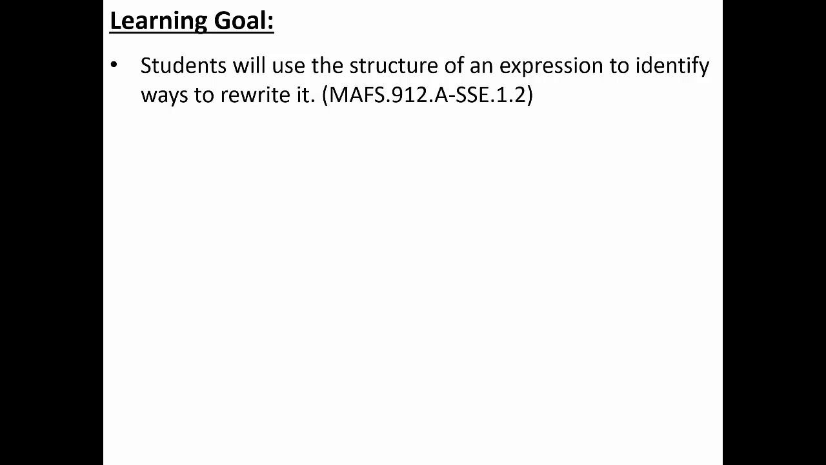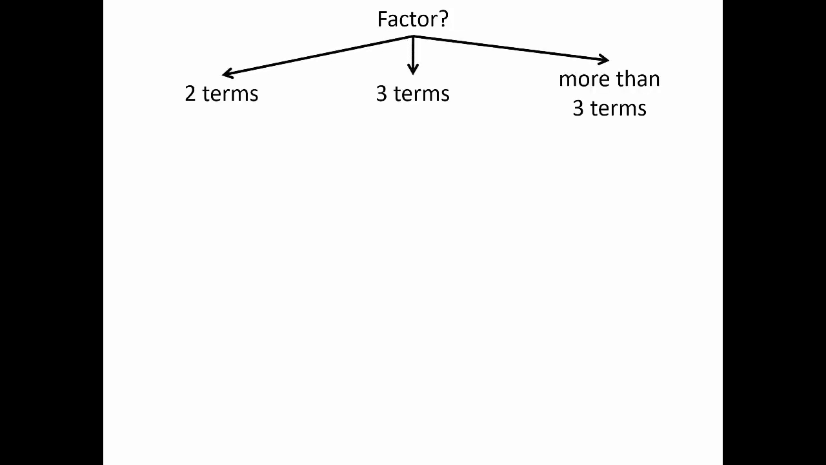So let's get started. Imagine you're walking down the street in some big city, and some fancy looking guy in some big poofy hat walks up to you, offers you $1 million to factor an expression. Well, the first thing you're going to need to know is how many terms does it have? Are there 2 terms, 3 terms, or are there more than 3 terms? If there's 2 terms, you're going to use the GCF method.